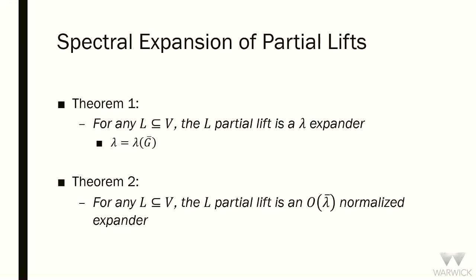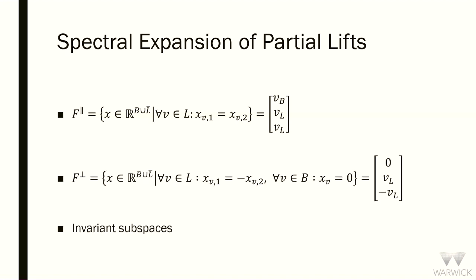Okay, so here are our main theorems. These partial lifts have the same eigenvalues, or are good expanders like the full lift itself, when you measure the adjacency matrix. And as for their normalized spectral expansion, they are still very good expanders. You only lose a constant factor. Okay, so let's see the proof.